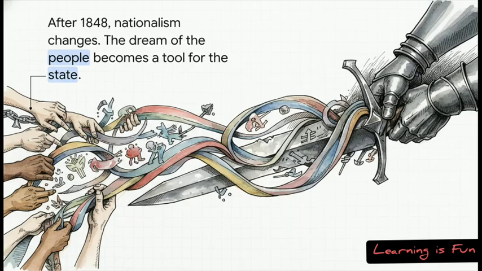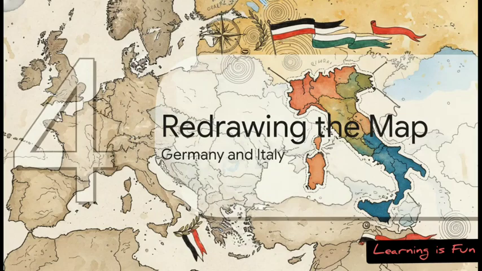If you can't beat the nationalists, join them. They figured out they could actually use national feeling to make their own state stronger and hold on to their own power. The dream of the people was about to become a tool of the state. And with this new, tougher, state-driven nationalism, the map of Europe finally began to change for good.